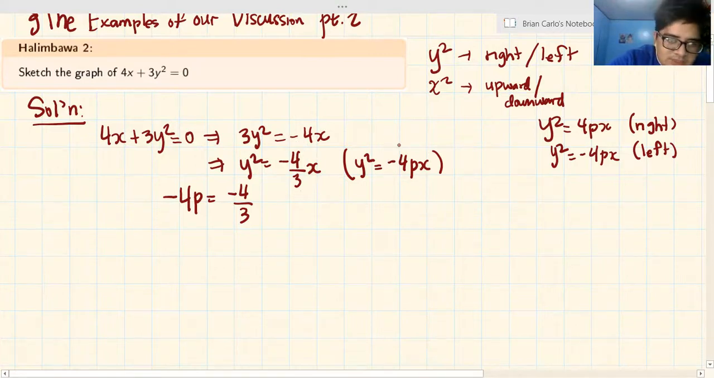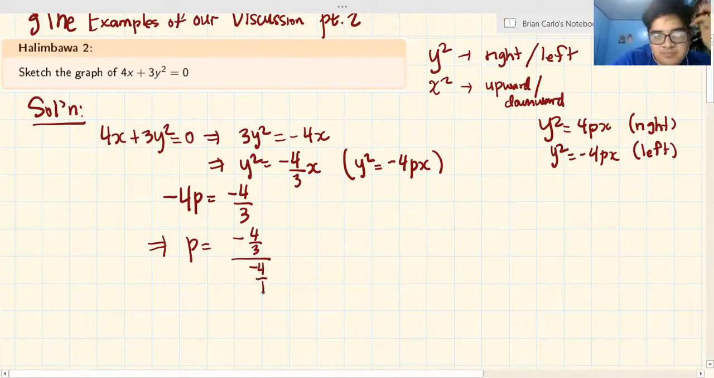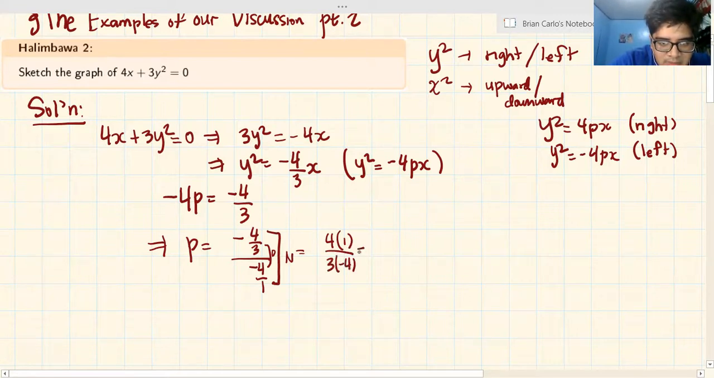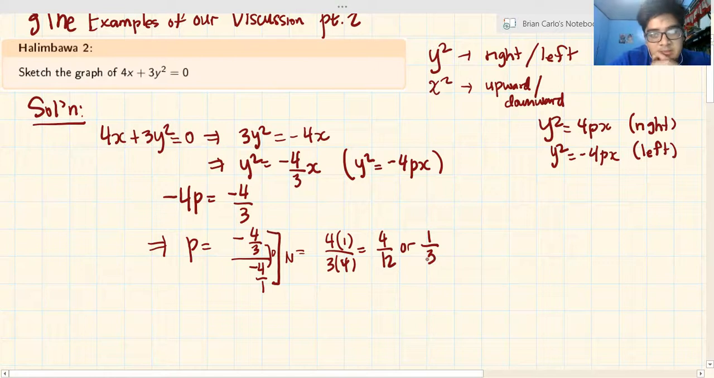So, this implies that i-divide mo both sides by negative 4. So, p is equal to negative 4/3 all over negative 4. Over 1 yan. Since dalawang negative, magiging positive ka. So, ito yung numerator, ito yung denominator. Magiging positive 4 multiplied by 1 all over 3 multiplied by negative 4. Positive 4, kasi negative over a negative is positive. So, 4 over 12 or 1/3. Ang p mo ay 1/3.